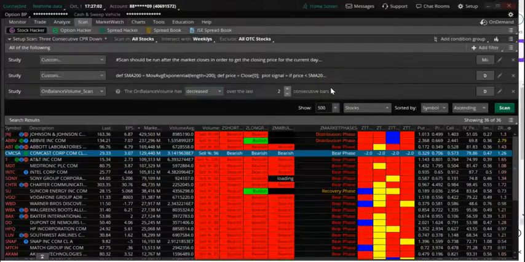So in this video we are looking at 3 CPR down, which is we are looking for bearish stocks. So we are only looking for stocks which have weekly options, monthly CPR. It should be below the 200 moving average, and also unbalanced volume scan decreasing.